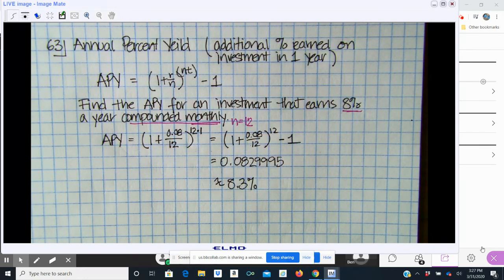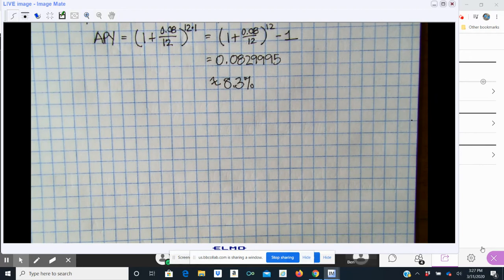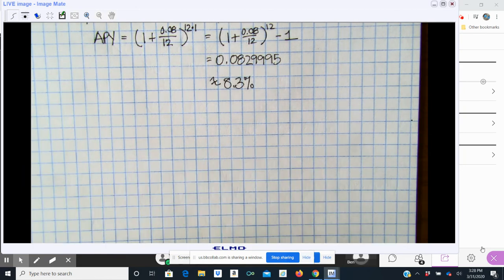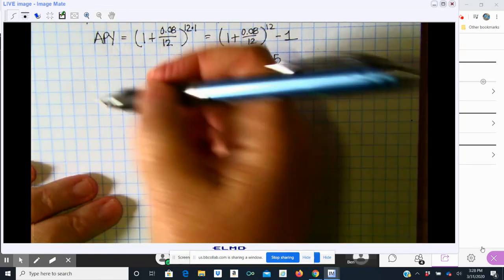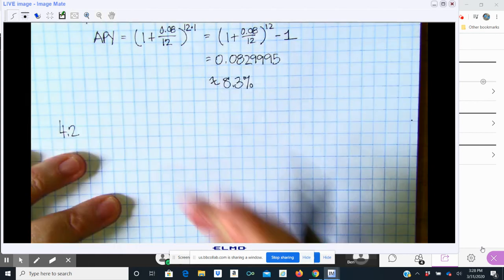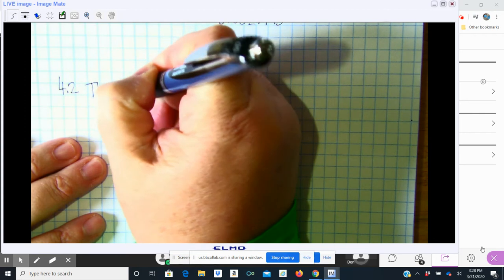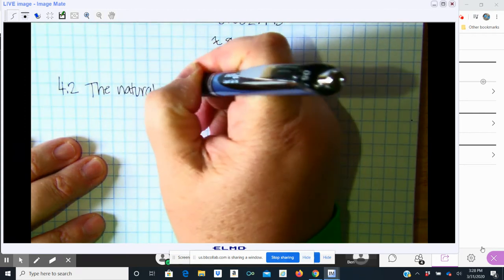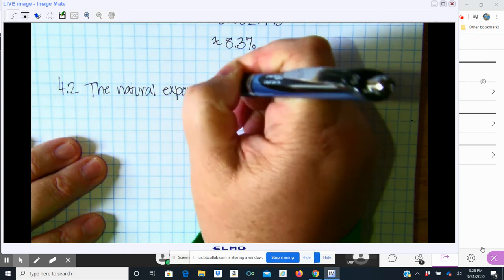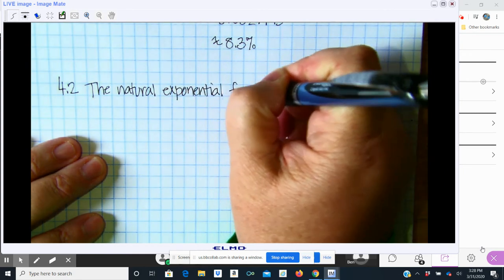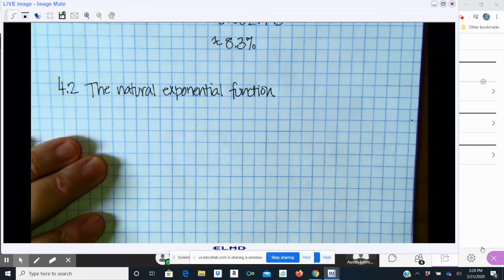So with those being done, I'm going to dip into 4.2. All right. So here we go then. So our next section is 4.2. This is our natural exponential function.